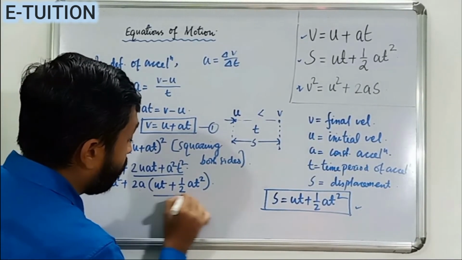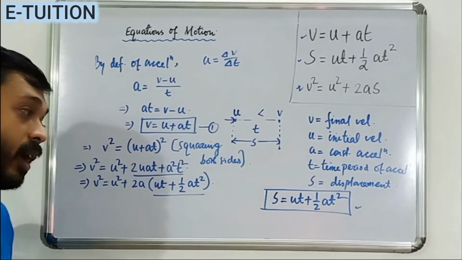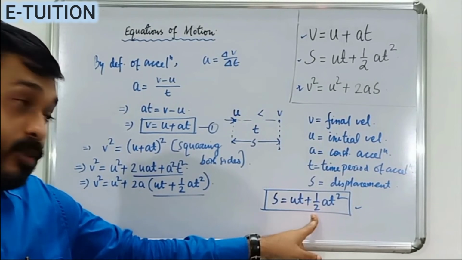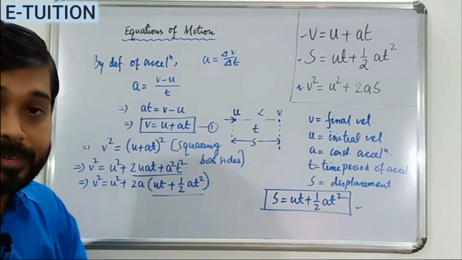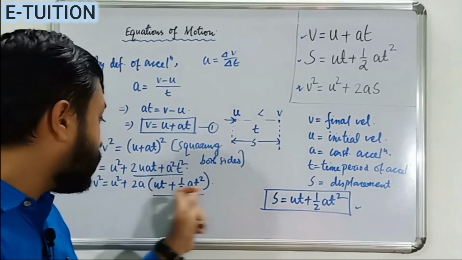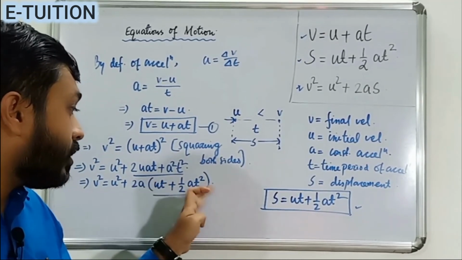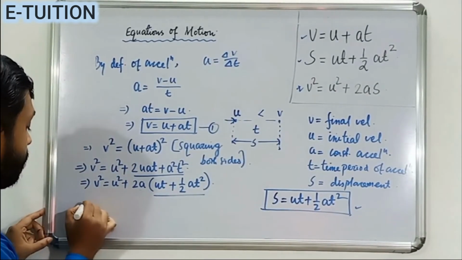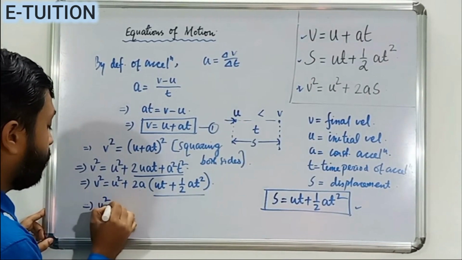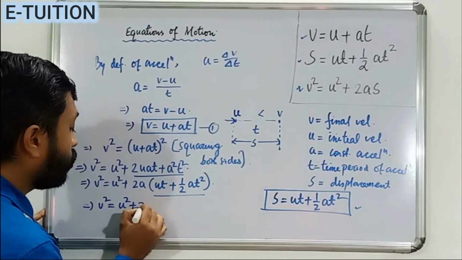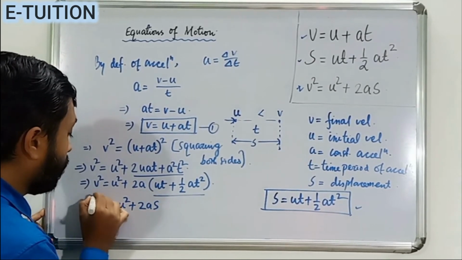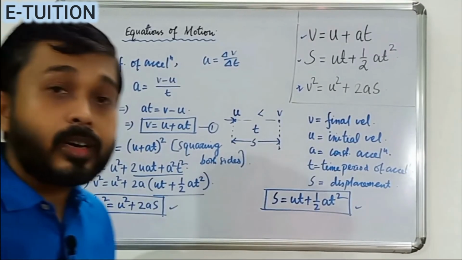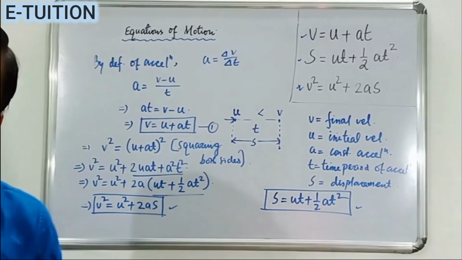And now you tell me how much is this ut plus half at square. Have a look at the second equation of motion we derived a few minutes ago. s is equal to ut plus half at square. So well, we can substitute in place of this, the part within the bracket is s, isn't it? So write that, v square equal to u square plus 2as. Okay, and we have reached the form of the third equation of motion, v square equal to u square plus 2as.